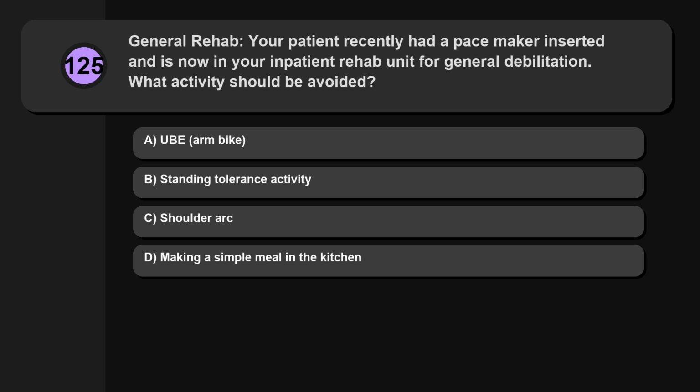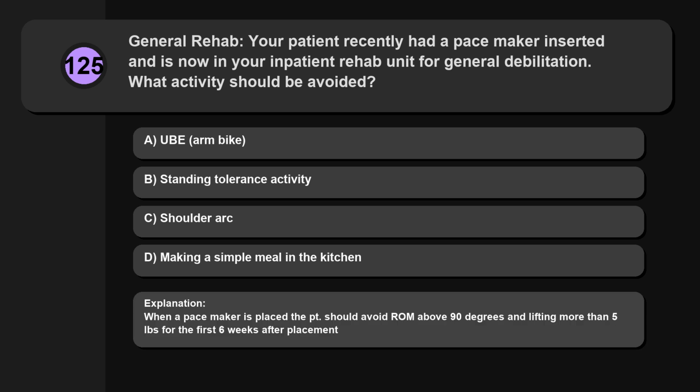Option A, UBE, arm bike. Option B, standing tolerance activity. Option C, shoulder arc. Option D, making a simple meal in the kitchen. The correct answer is option. When a pacemaker is placed, the patient should avoid ROM above 90 degrees and lifting more than 5 pounds for the first 6 weeks after placement.